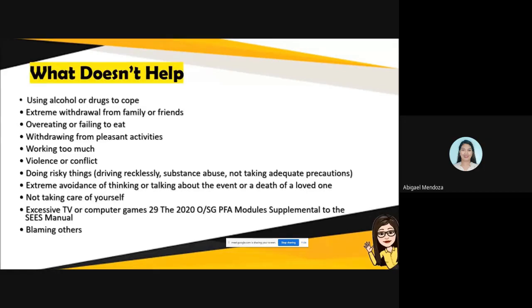Hindi rin nakakatulong yung iiwas ka sa kaibigan, sa family mo, o hindi ka kakain, o sobra ka kumain. Yun lang naman yan kapag nagkakaproblema. Tapos yung iba nagiging workaholic. Hindi yan okay. Sabi nga nila, kapag may problema ka, you need to face the problem. Fix the problem. Hindi yung tatakasan mo. The more na tinatakasan mo yan, the more na hindi matatapos. Kailangan mo yung i-resolve.